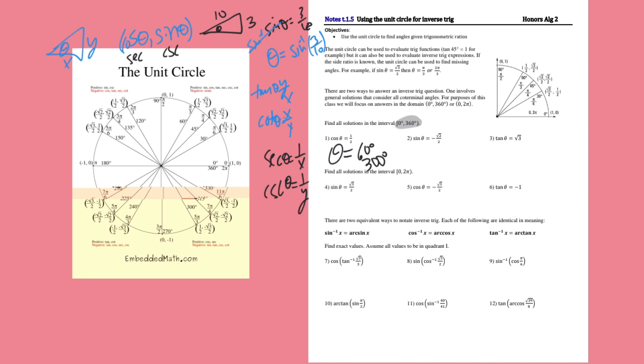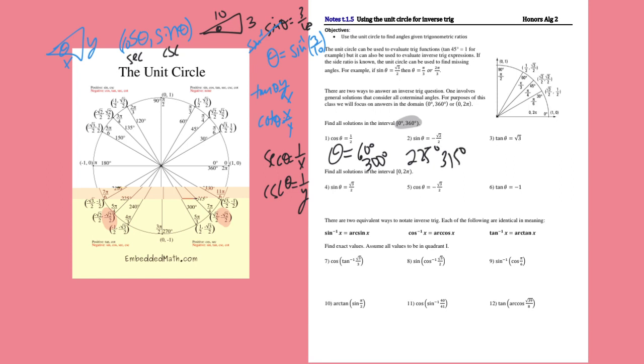Okay, so where sine is going to be that, it's going to be down at 225, and also it's going to be at 315 degrees. And so you're going to answer the question based on how they're asking and what they're asking for. So theta is equal to 225 degrees and then also 315 degrees.